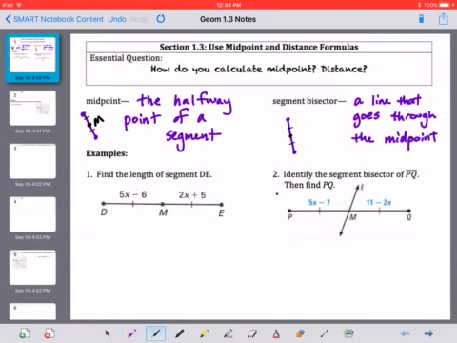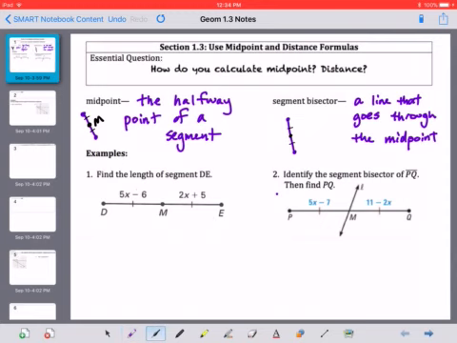Now we're going to use the idea of midpoint to solve a couple of algebraic problems. The first one says, find the length of segment DE. In order to figure out the length of this entire segment, we need to know what x is. Notice that M here is the midpoint because this segment DM is the same length as this segment ME. What that means is that we can set this expression 5x minus 6 equal to 2x plus 5. And from here we just use algebra to solve.